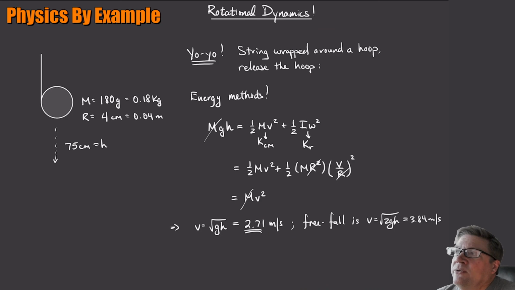Okay, so what you can see is that the yo-yo is going slower than you expect after it falls from a height h. But that makes sense, because some of that speed, some of that energy has gone into rotating the yo-yo as opposed to just falling. So it does all make sense. Neat.